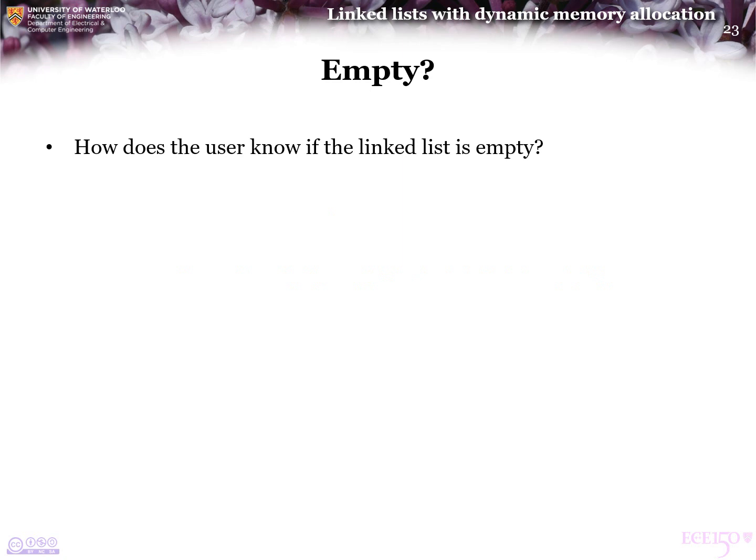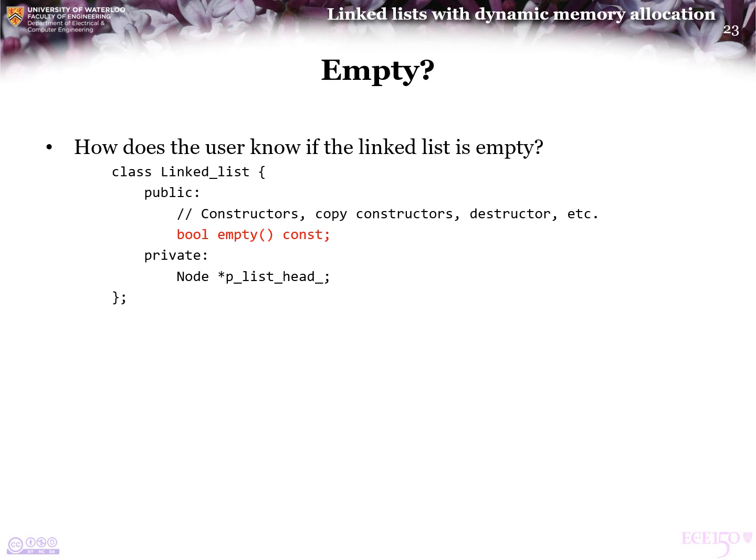Now, how can the user check if a linked list is empty? After all, the user does not have access to the list head pointer. Well, for this, we can introduce an empty member function that returns a Boolean value. And implementing this is straightforward enough. It will just simply return whatever pointer to list head equated to null pointer evaluates to, be it true or false. If it is null pointer, this evaluates to true. If it is not, this will evaluate to false, and that is the value that is returned.